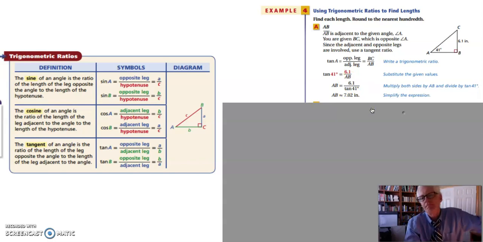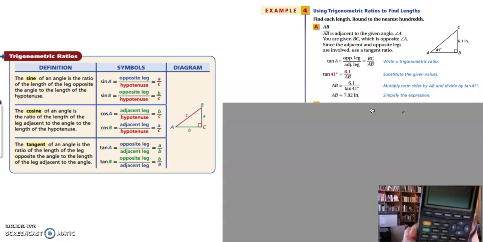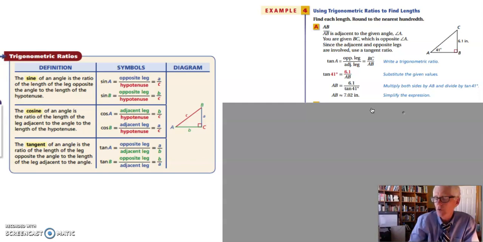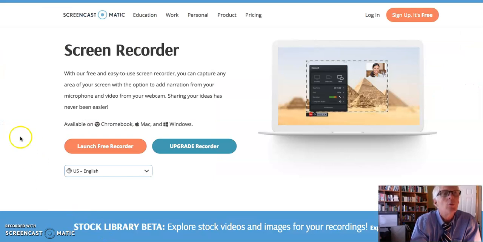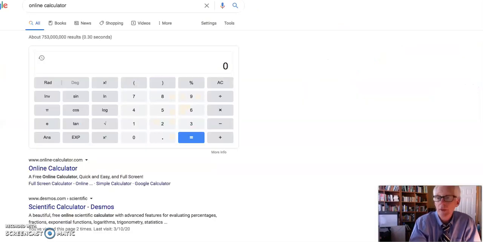Now here's a question. You need to have a graphing calculator. Some of you have one of these. Your brother or sister might have one. You will need a graphing calculator. If you do not have one, just go to Google. Google online calculator and it comes up. I'm going to pause for a second and find it. Just bear with me. I found it. Online calculator, and this is what comes up.